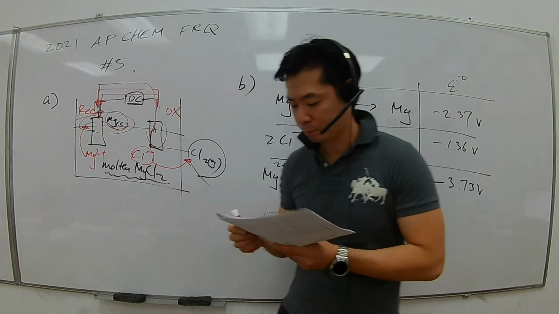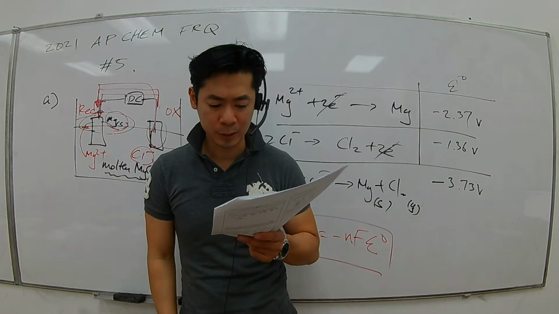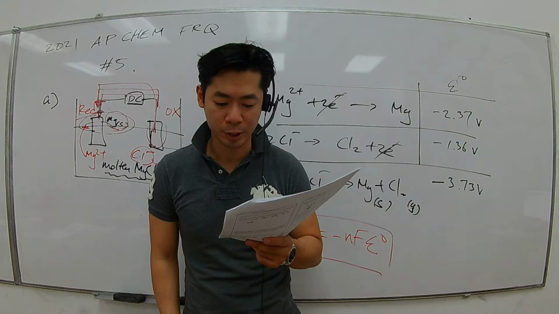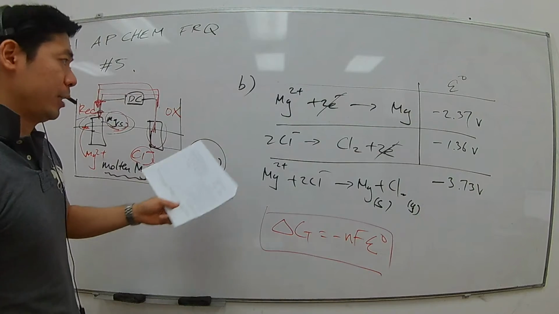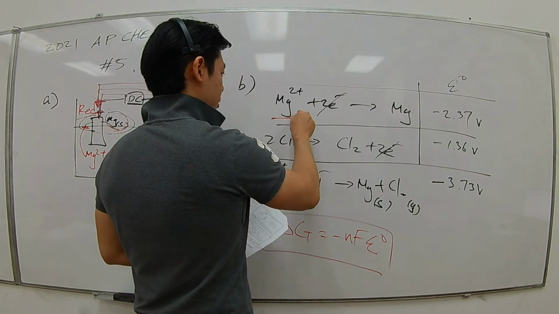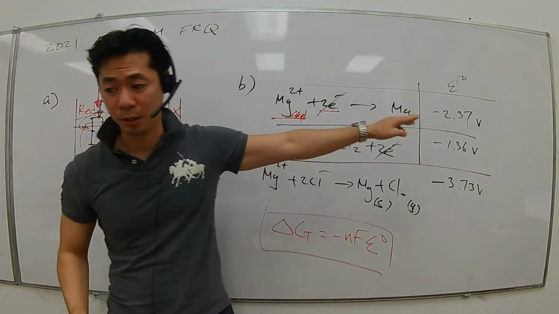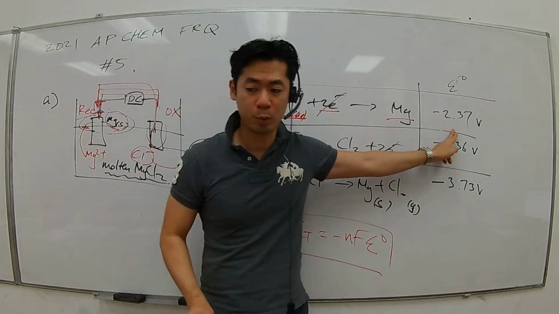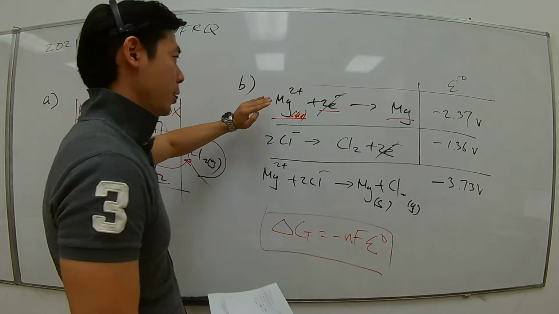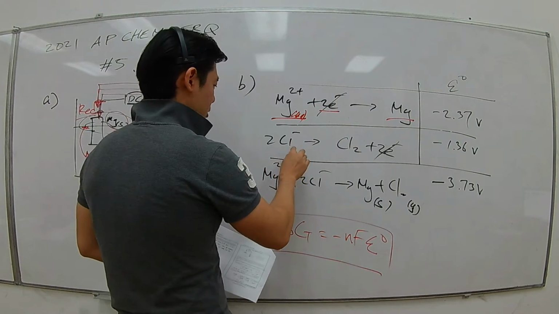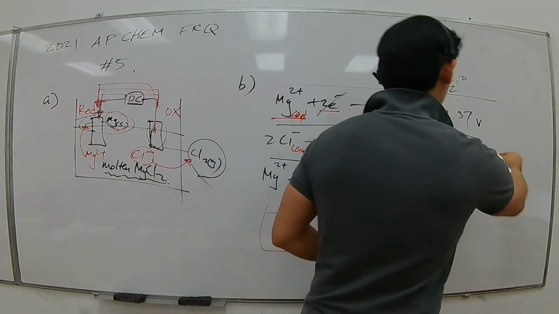In part B, the question is asking, would the applied voltage of 2 volts be sufficient for the reactions to occur? Support your claim with a calculation as part of the answer. If you write the equation, magnesium 2+ aqueous gaining 2 electrons turns into magnesium. That's a very non-spontaneous process. If you look at the voltage value, it's negative 2.37 volts, which means it doesn't really happen on its own. And 2 chloride ions turn into Cl2 gas, producing 2 electrons, negative 1.36 volts.